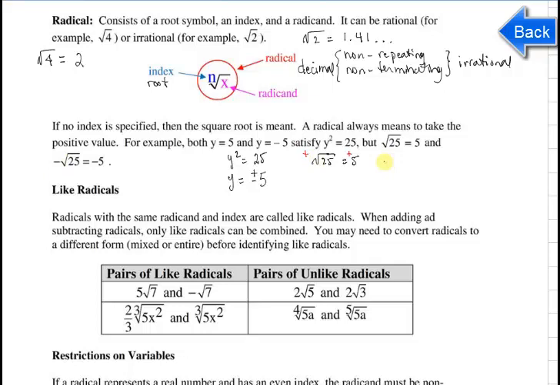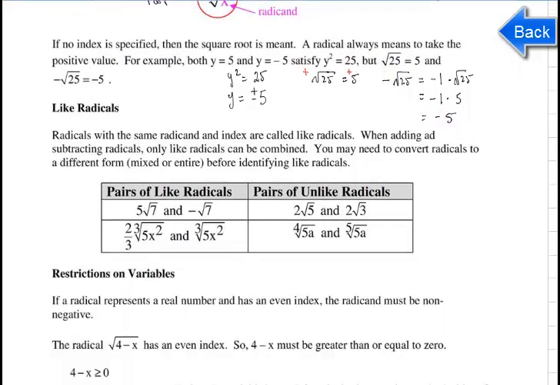If you have the negative square root of 25, that would be the same as writing negative 1 times the square root of 25, which means you would have negative 1 times 5, which gives you negative 5. And so you can see that when you have a negative square root, your answer will be negative 5.